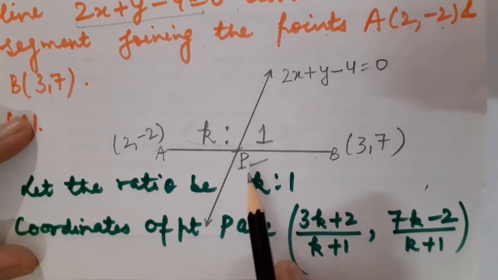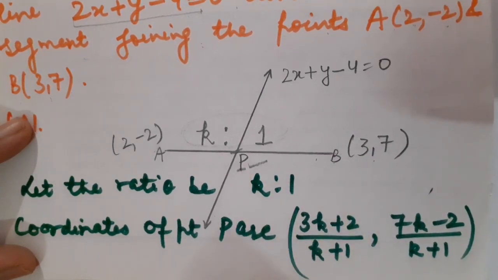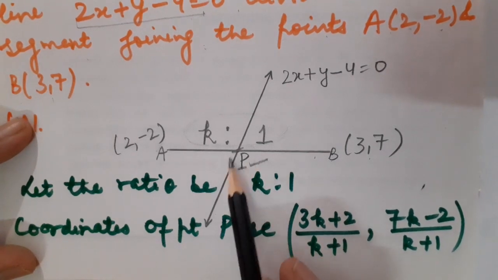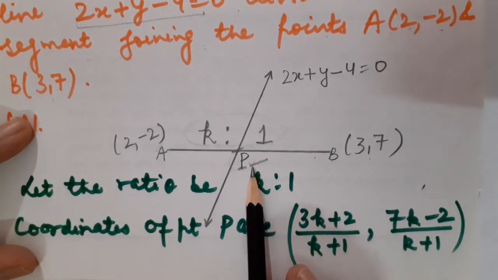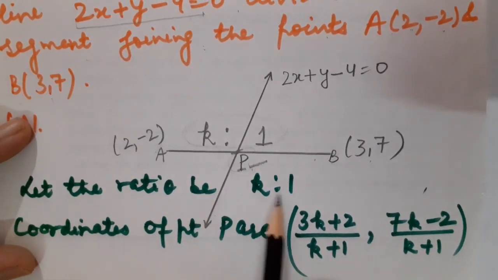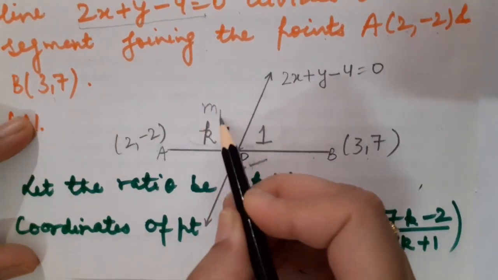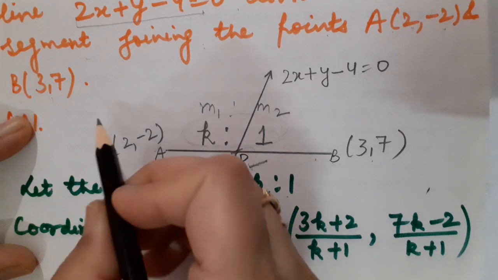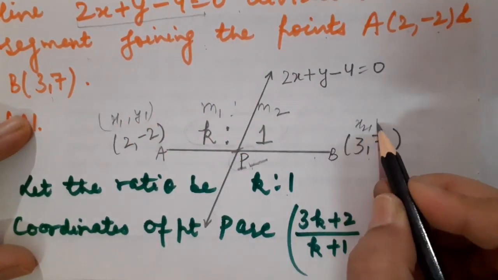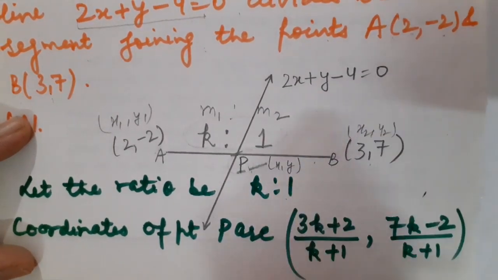So which formula is striking in your mind? Correct. It should be the section formula. Because using the section formula only we can calculate the coordinates of this point P, which is actually the point of division. So let us start. Let the ratio be K ratio 1. So what was the section formula? Suppose here I write down m1, m2, and here I write down x1, y1, and here x2, y2. So let us recall the formula. The coordinates of P I am going to assume as x, y.